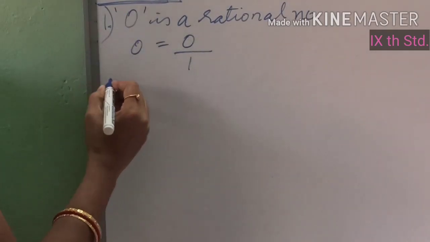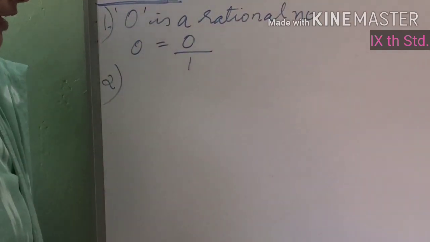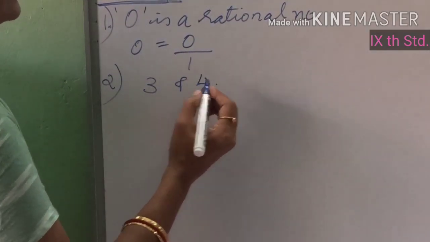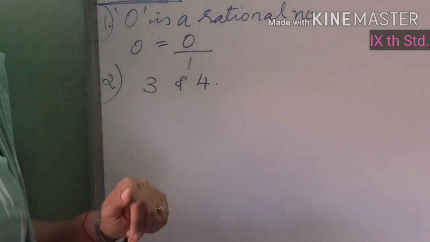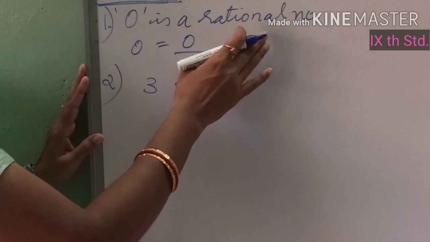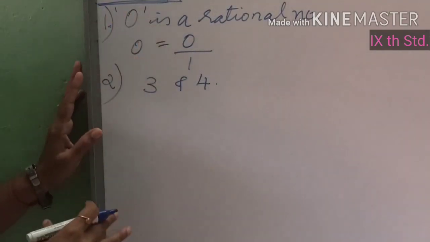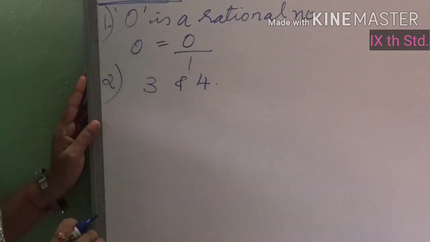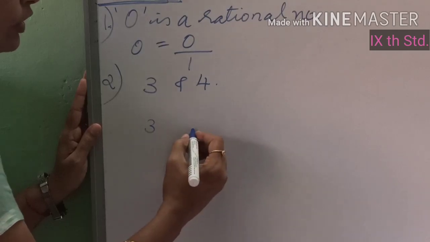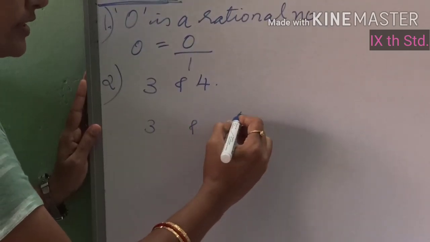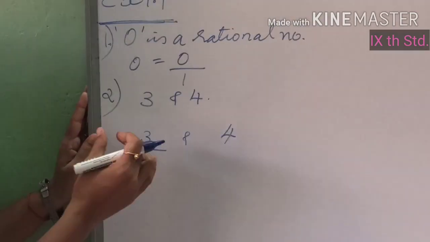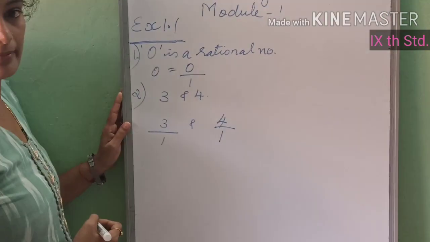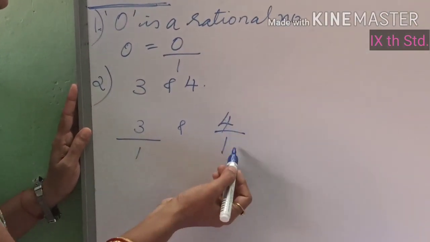Then coming to the second question. Find 6 rational numbers between 3 and 4. All these things about rational numbers you have studied in your previous classes. We are just recollecting and doing the exercise questions. Now, we will make the equivalent fractions of 3 and 4. The number won't change if you multiply both the numerator and the denominator by the same number, as we learned in linear equations. So I will write 3 as 3 by 1 and 4 as 4 by 1.